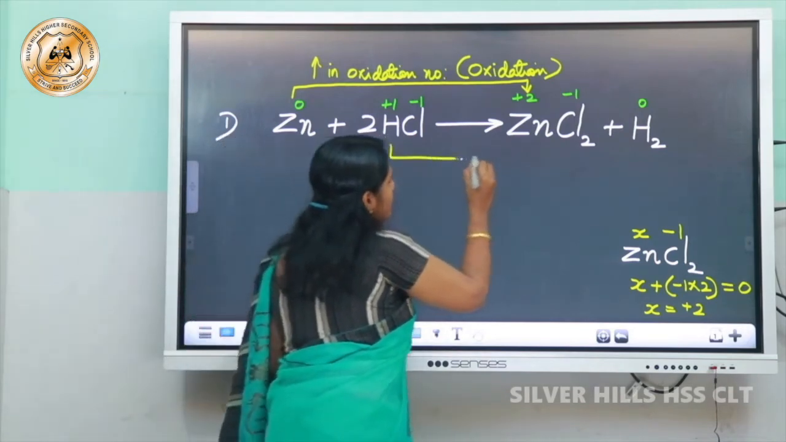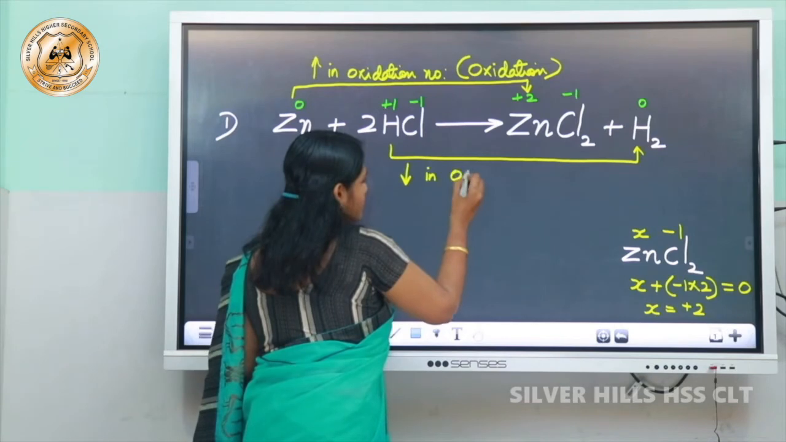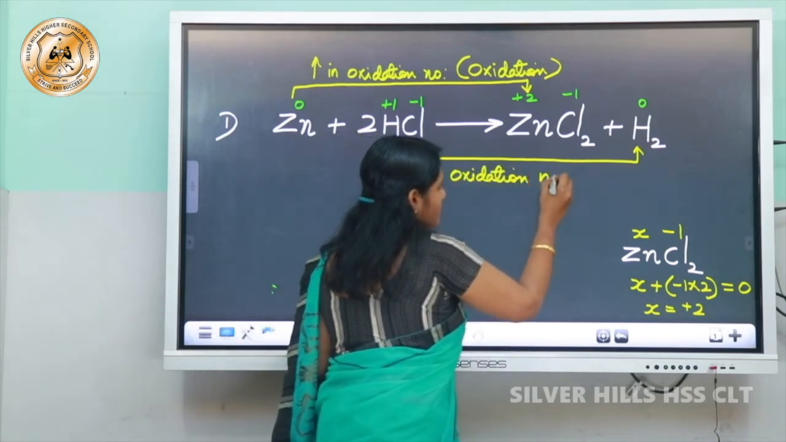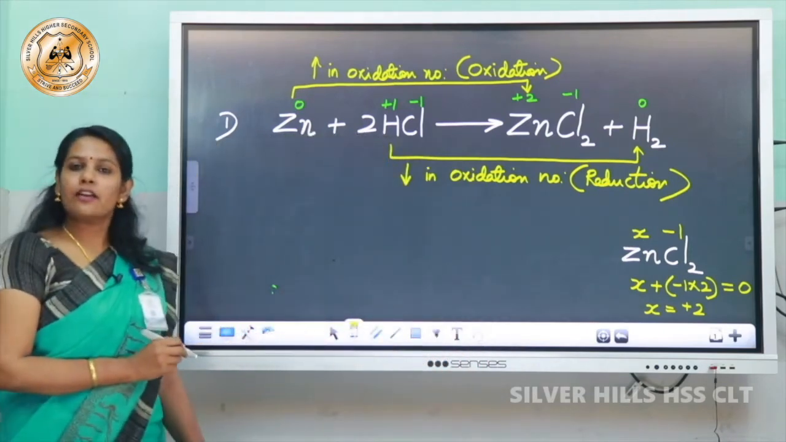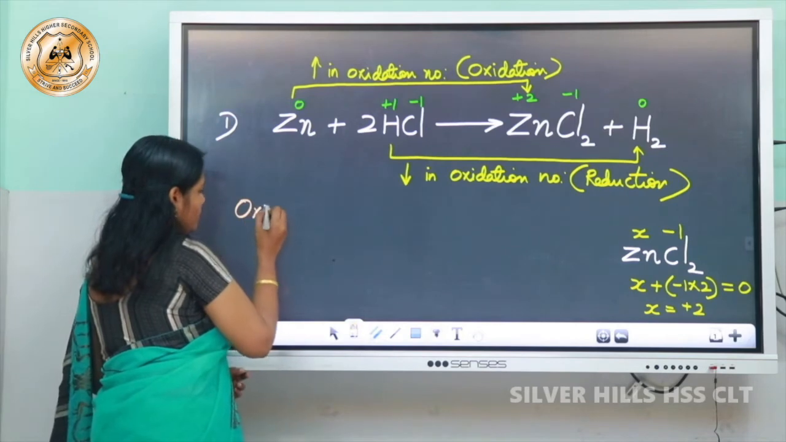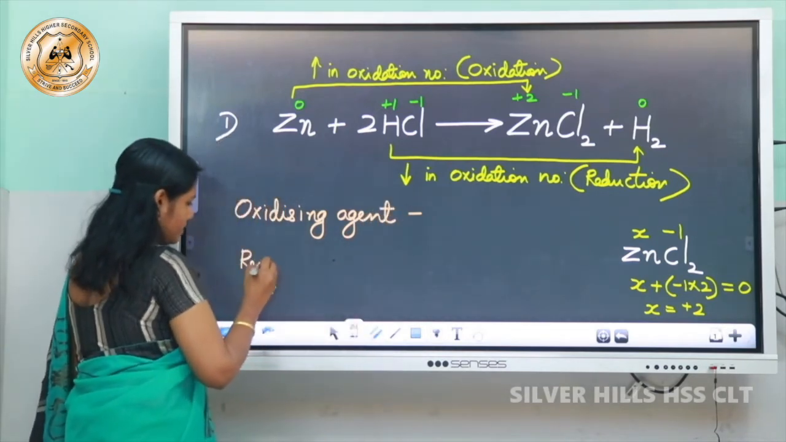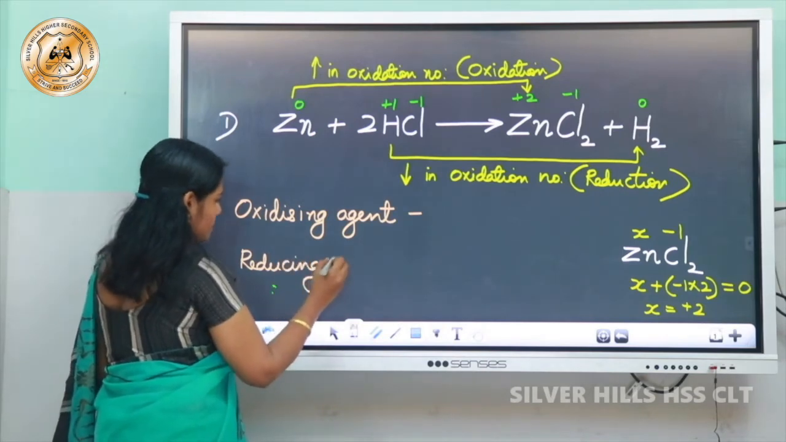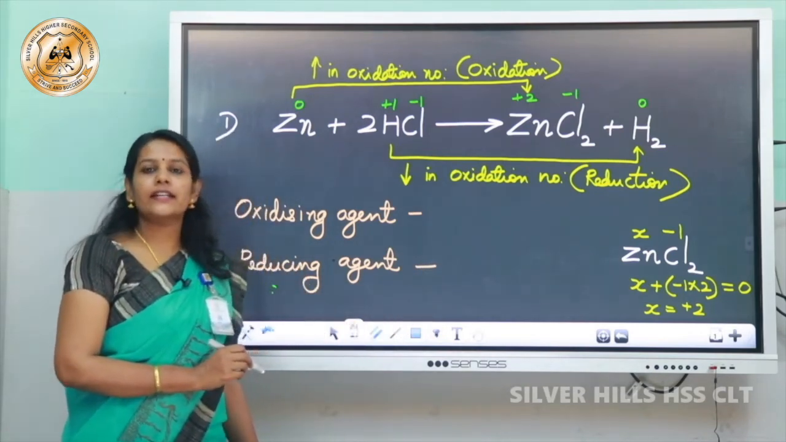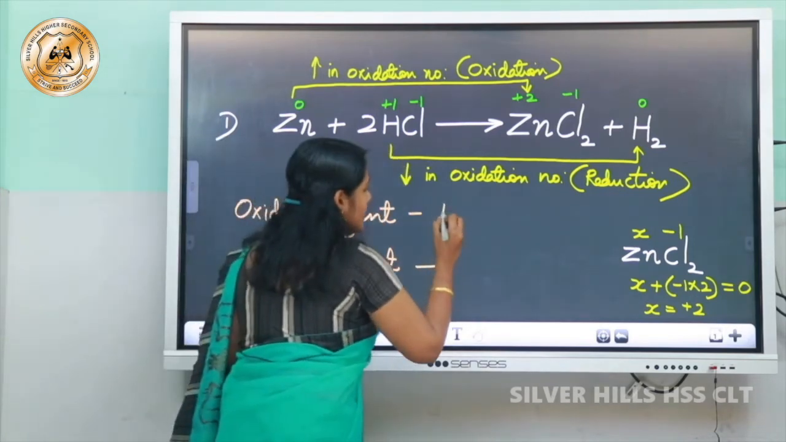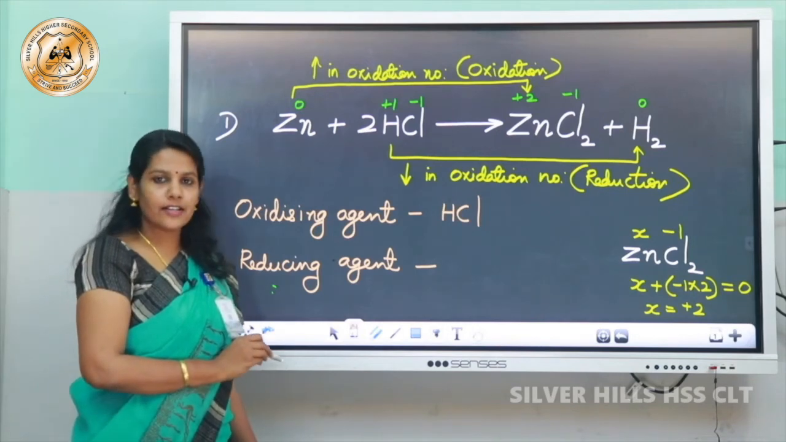Hydrogen plus 1 becomes 0. Here there is a decrease in oxidation number. That is reduction. Now let us see the oxidizing agent and reducing agent. We know that the oxidizing agent is a species which undergoes a decrease in oxidation number. So here the oxidizing agent is HCl, which undergoes a decrease in oxidation number. Then, the reducing agent is a species which undergoes an increase in oxidation number, and here it is Zn.